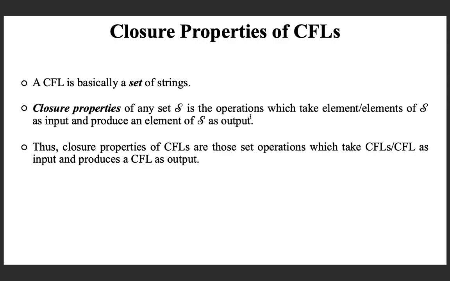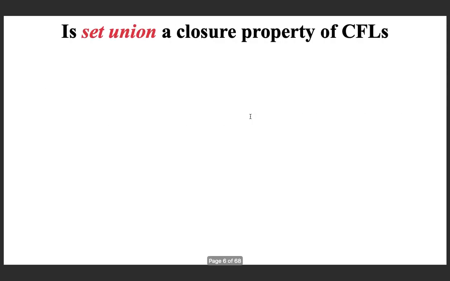we shall see whether the set union operation is closed under context free languages. Whether the context free languages are closed under the set union operation, that is, can we prove that the union of any two context free languages is also a context free language? If we can prove it, then we can say that union is a closure property. If the answer is yes, that means if you take the union of any two context free languages, then the result must be a context free language.